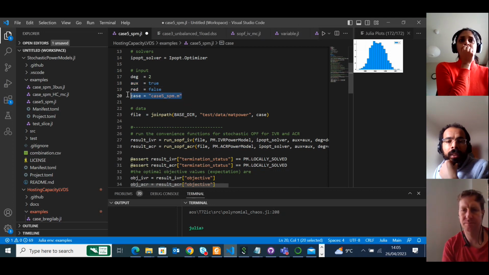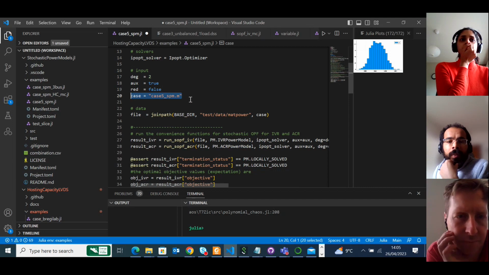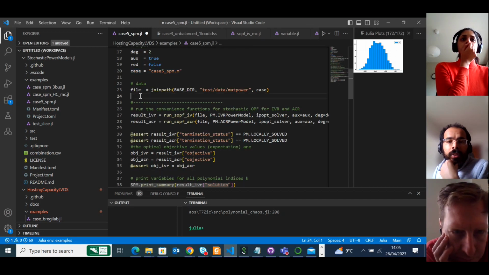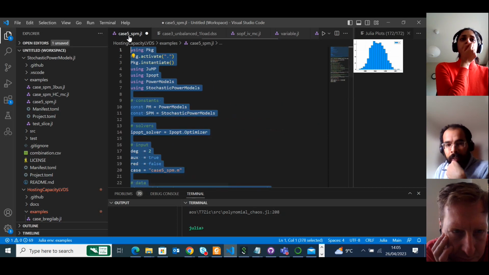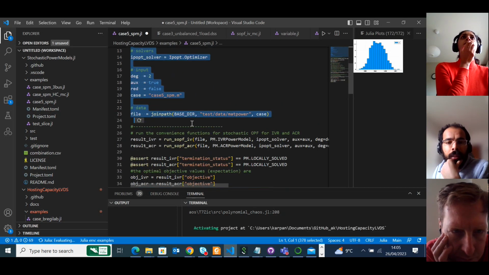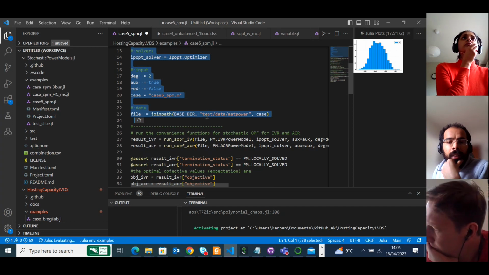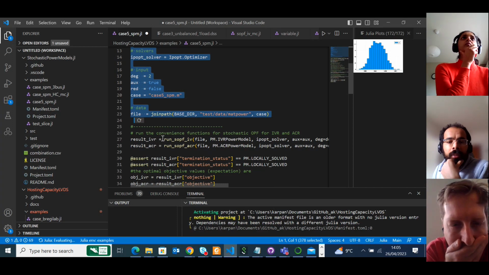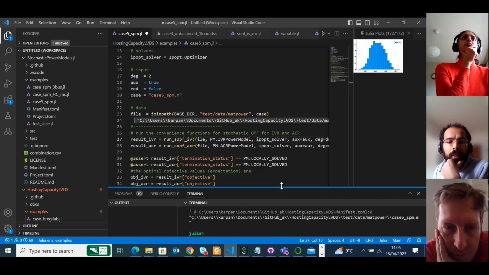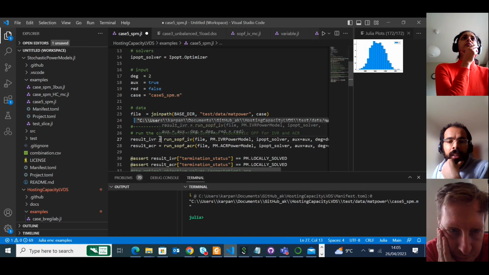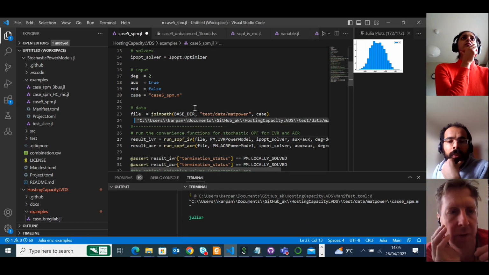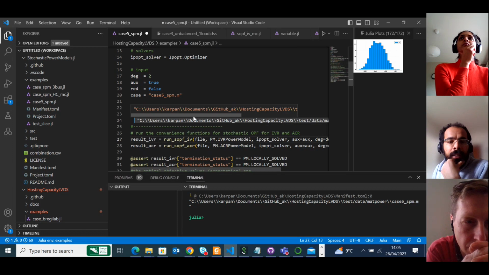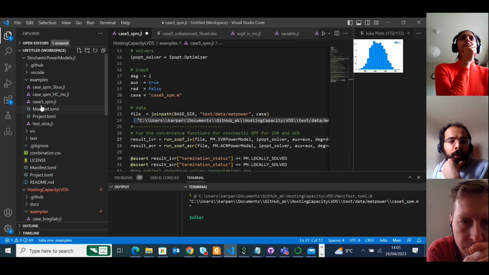Then you can put the name of the case here, and then just use a MATPOWER file. Let's say you have a file, and then you parse it, and you just run IVR and ACR. While parsing, the file is a little bit different than the original one.